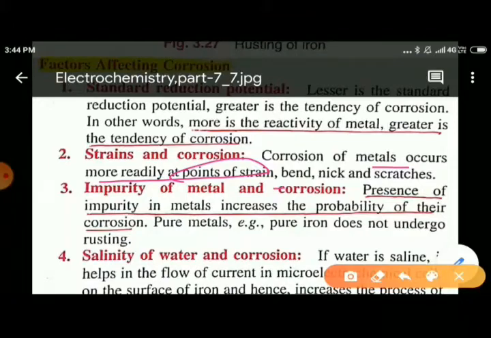Next one is impurity of metal and corrosion. If the given metal is impure, at that time corrosion is found to be fast. So the presence of impurity in a metal increases the probability of its corrosion. Pure metal like pure iron does not undergo rusting. So for rusting, if the given metal is impure, then the rusting process is found to be fast.